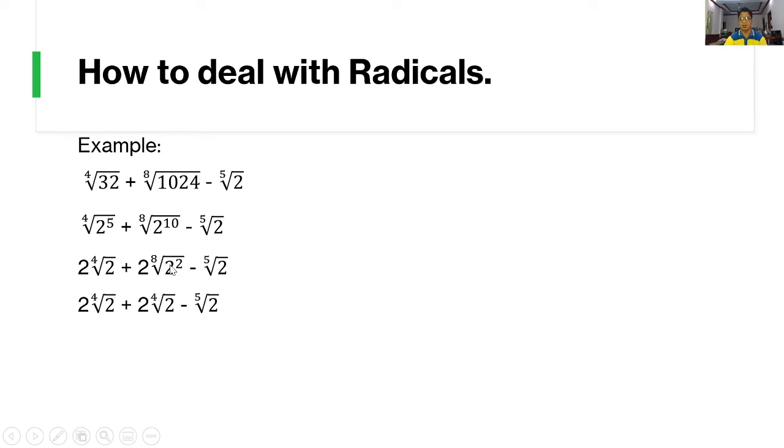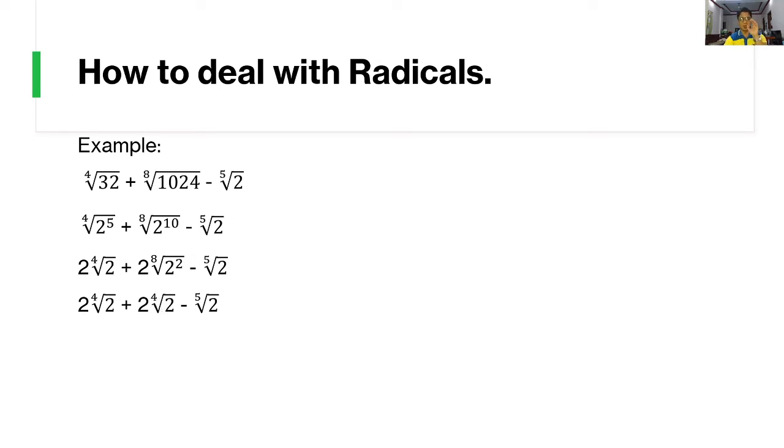Again, i-reduce natin yung radical, yung order. Ito, pag i-convert mo to sa rational exponent, that will be 2 raised to 2 over 8. So fraction yung 2 over 8, we can simplify it, dividing both sides by 2. We come up with 1 over 4.